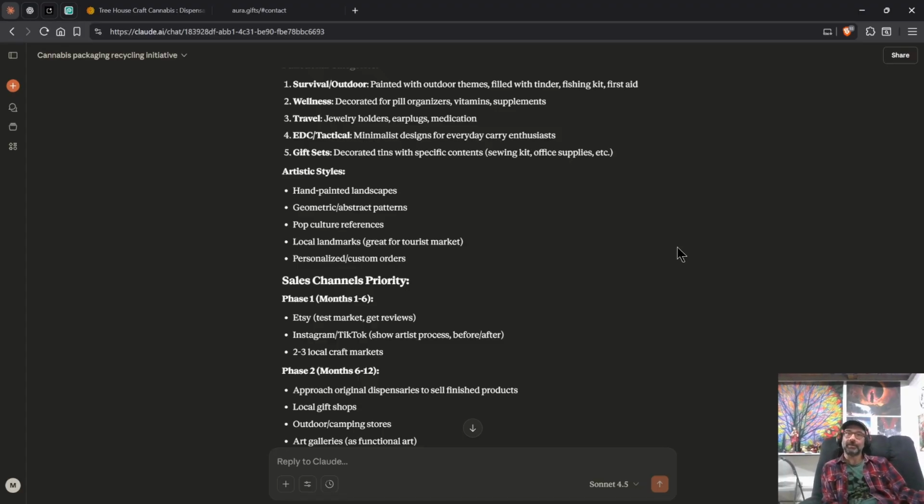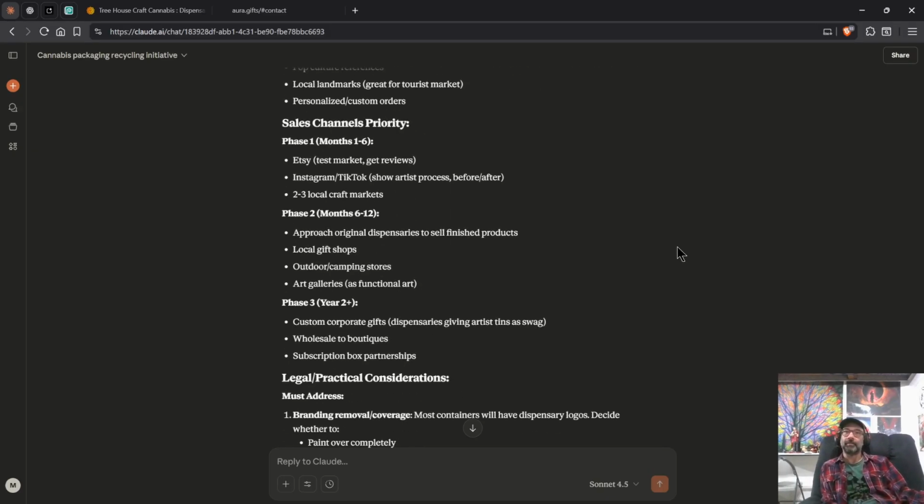Artistic style: hand-painted, geometric abstract patterns, yes. Pop culture references, sure. Caricatures of people, local landmarks, personalized custom orders. So now we're getting up there. This is more like in the $10 to $15 range. Now, if somebody's going to make a nice caricature or a nice abstract painting, I'd be charging more like 15, 20 bucks. Places to sell: Etsy, Instagram, 2 to 3 local craft markets.